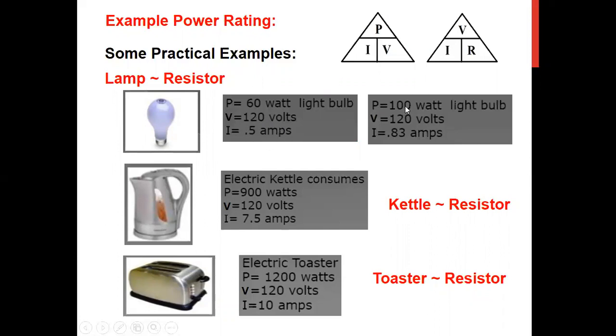For a 100 watt bulb, again I equals P over V, which means it will be 0.83 amperes. From these two we can see that the current flowing here is very little, and here a little bit more than this, which means the resistivity is more for the 60 watt bulb than the resistivity for the 100 watt bulb.